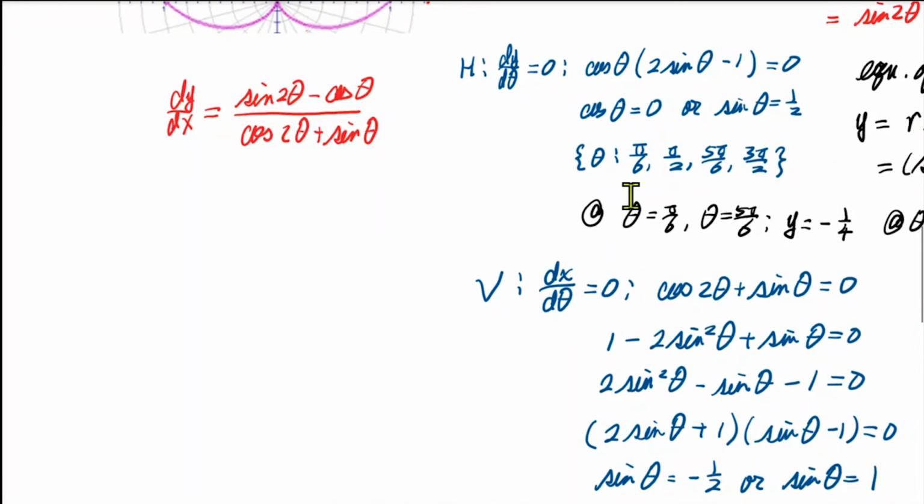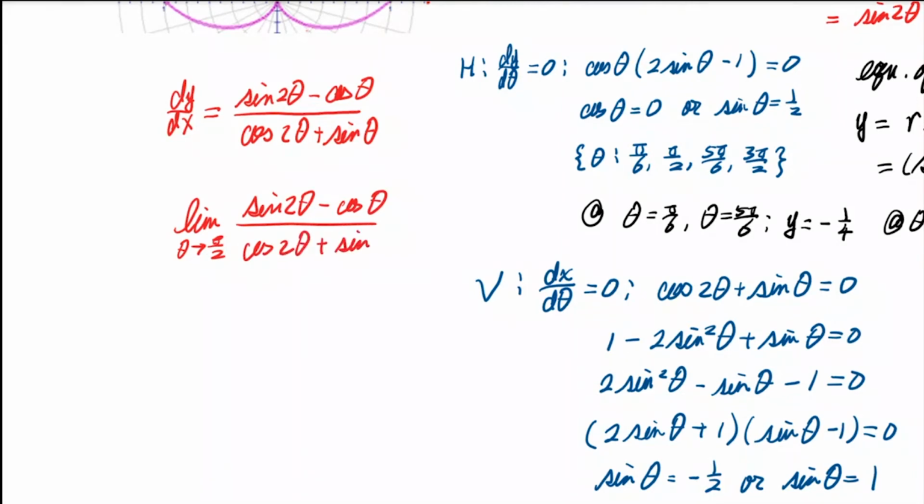Because there's a conflict. It cannot be both horizontal and vertical because they both want to become 0. So we want to know which one gets to 0 first. You know what I'm saying? So we have to take this little limit to settle this difference. Limit as theta approaches pi over 2 of our slope: sine 2theta minus cosine theta over cosine 2theta plus sine theta.